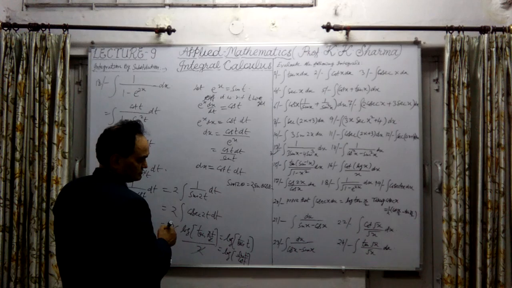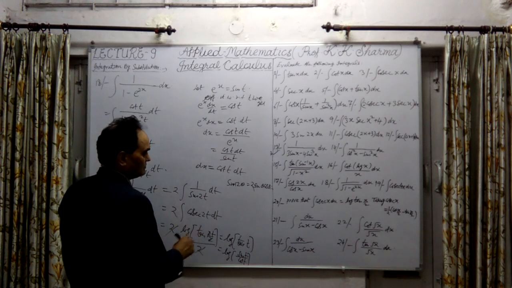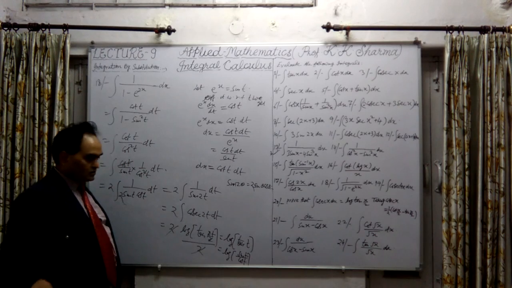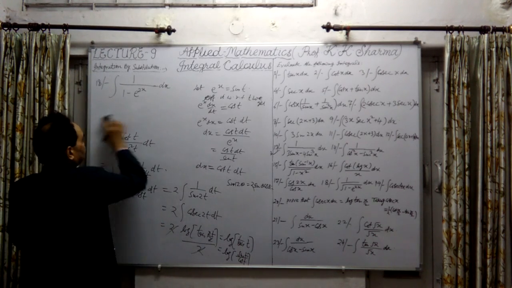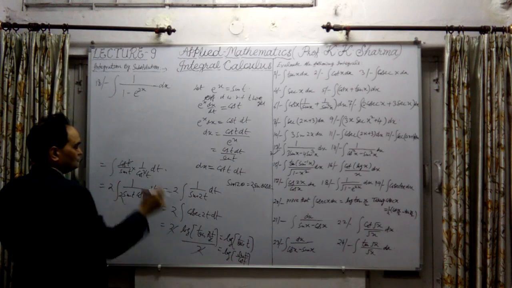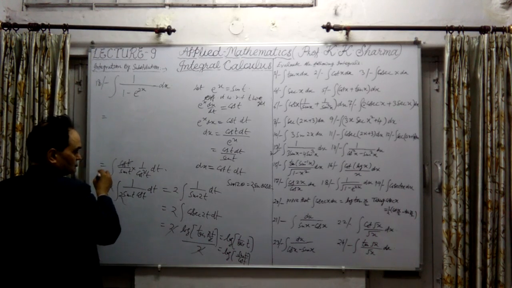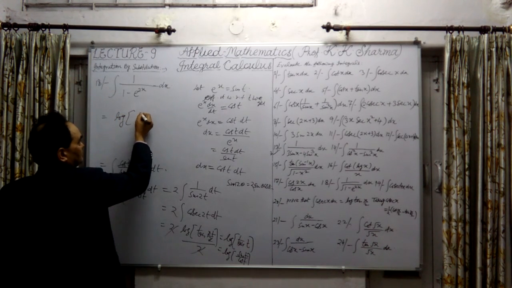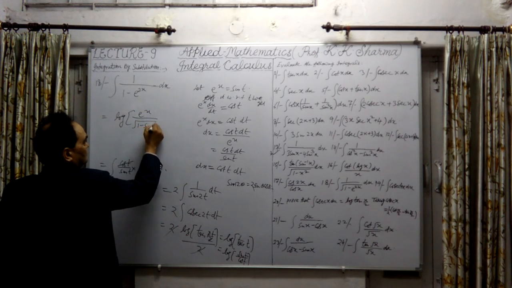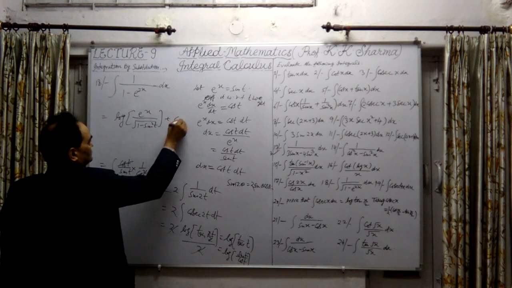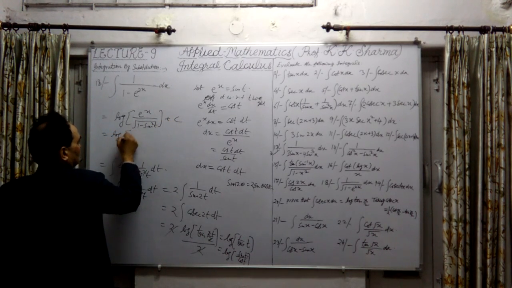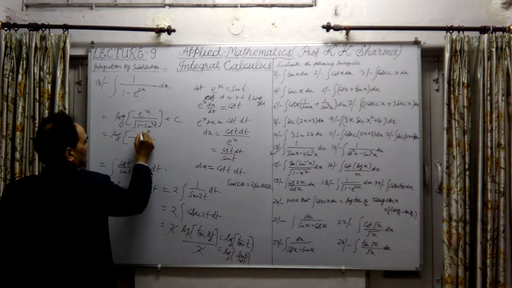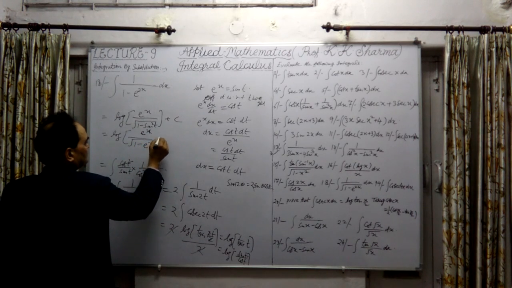Sin t is e raised to the power x, and cos t is the square root of 1 minus sin squared t. So it can be written like this. The final answer, after the 2 cancels out, is log of tan t, where sin t is e raised to the power x, and cos t is the square root of 1 minus sin squared t, plus the constant of integration. This is log of e^x. The final answer is in terms of e^x upon the square root of 1 minus e^(2x).